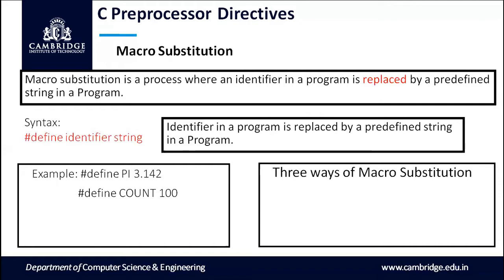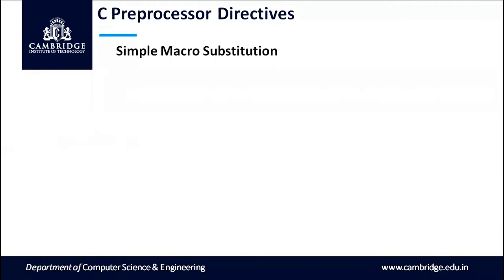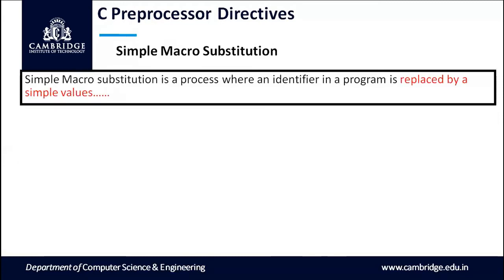Under macro substitution, we have three ways: first is simple macro, second is argument macro, and the last is nested macro substitution. These are the three ways of macro substitution. First, we'll see simple macro substitution. As the name says, it is very simple. Again, it is a kind of replacing of values.